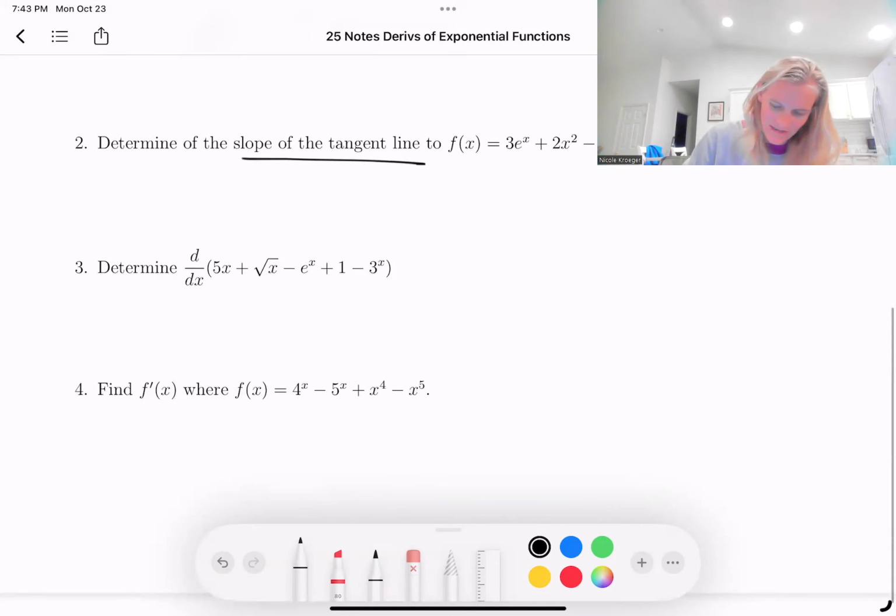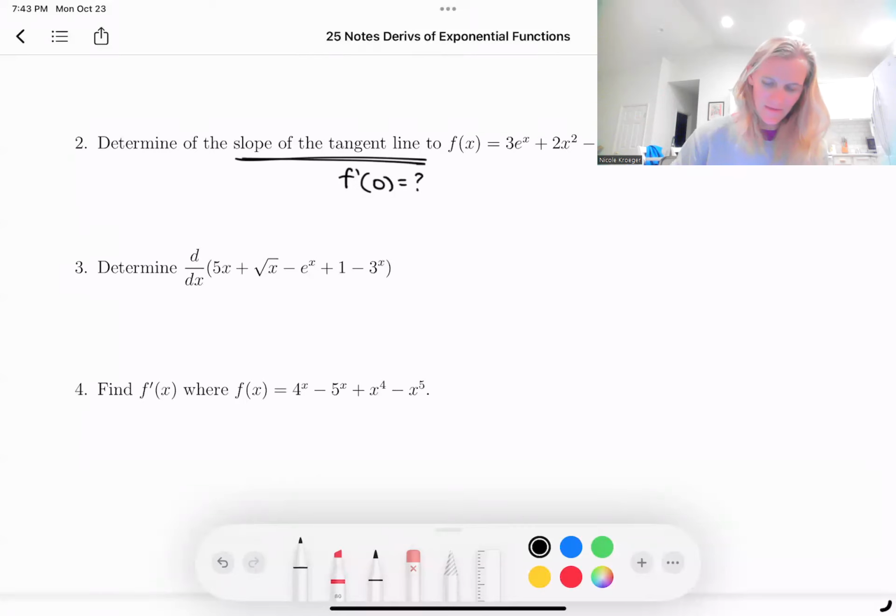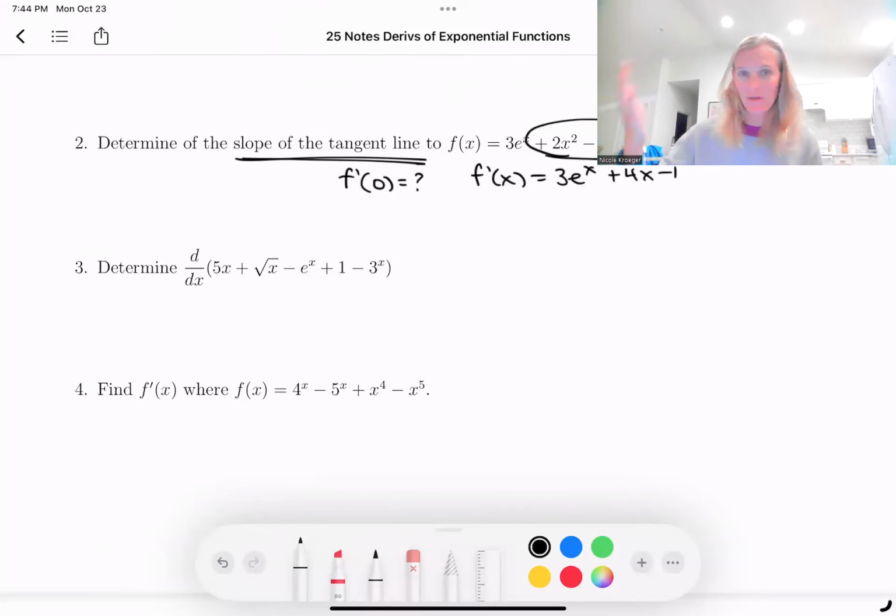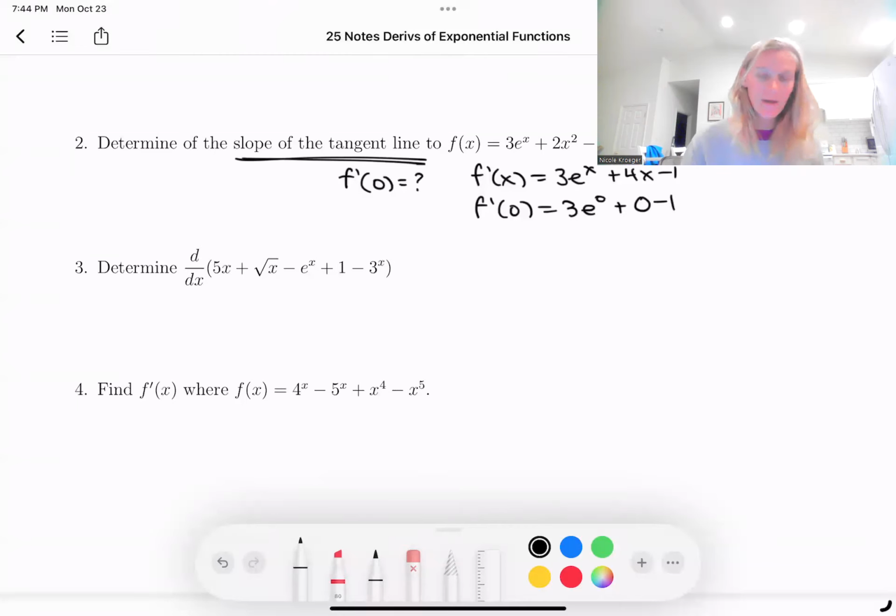I want the slope of the tangent line at the point when x is equal to 0. The slope of the tangent line is just the derivative at 0, so this problem is just asking for f prime of 0. We have to start out by finding f prime of x. That'll be 3e to the x plus 4x minus 1. This is all just a polynomial, so it behaves like what we were doing before. Now I need to plug 0 into that. So I get 3e to the 0 plus 4 times 0, which is 0, minus 1. e to the 0, or any number to the 0, is just 1. So this is going to be 3 minus 1, which is 2. That's the slope of the tangent line. We could write the equation of the tangent line if we wanted, but the problem doesn't ask us to do that. It just asks for the slope.